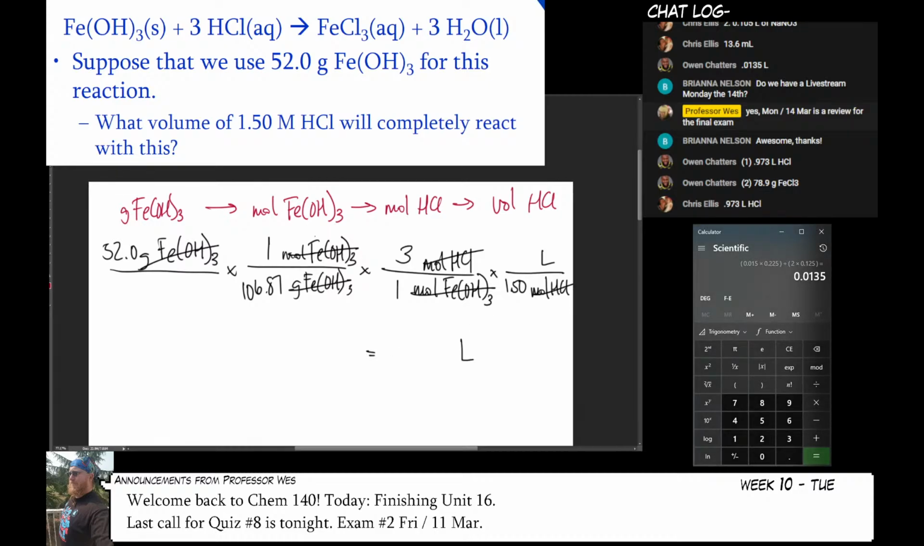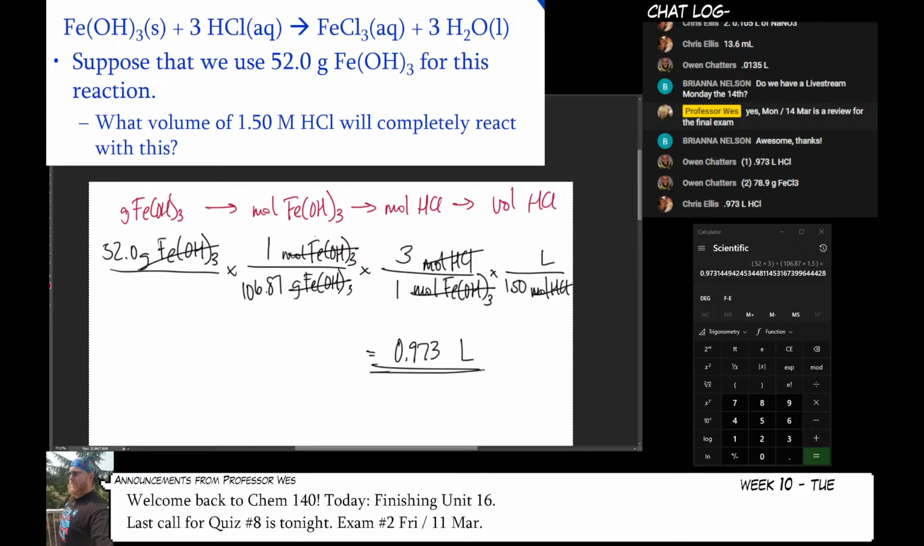I don't know why I keep reaching for my calculator. I put my phone on top of the calculator so I don't keep doing that. Go to the computer calculator, that's what it's for now. So 52.0 times 3 divided by 106.87 times 1 times 1.5. So almost a liter.